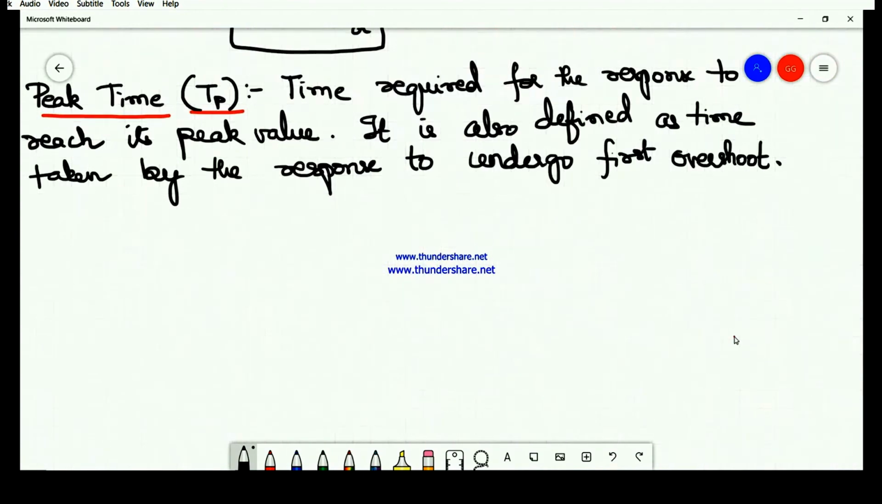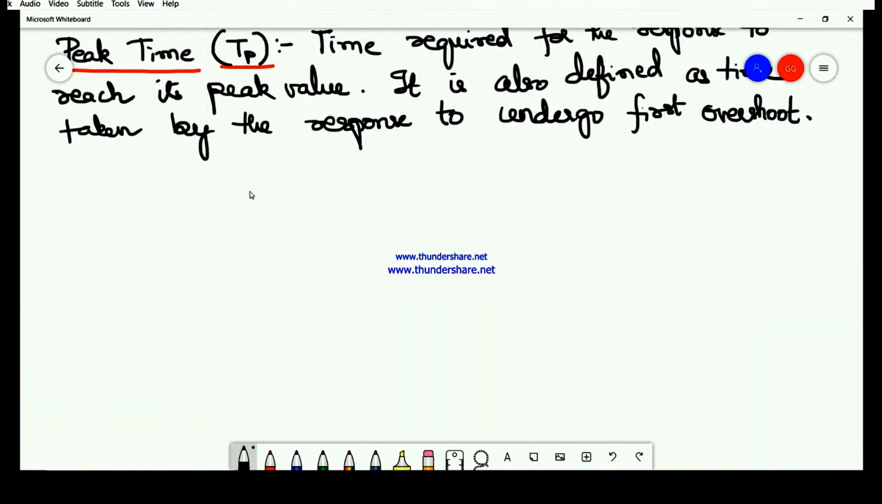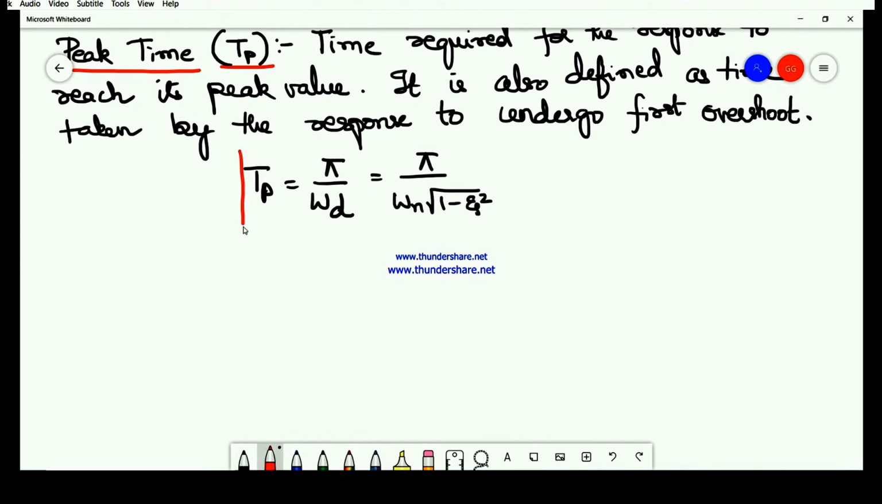Here the formula for peak time Tp is given as pi by omega d, which can also be written as pi divided by omega n into square root of 1 minus zeta square. This is the formula we use to find the peak time, in seconds.